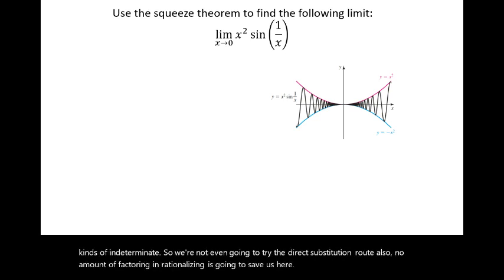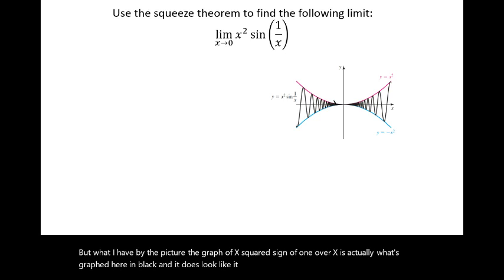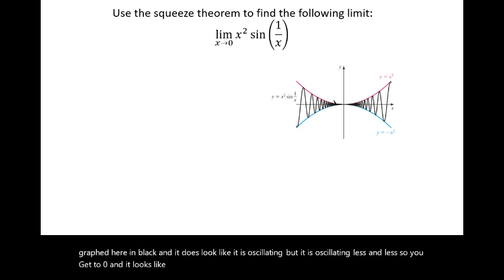But what I have by the picture, the graph of x squared sine of 1 over x is actually what's graphed here in black. And it does look like it is oscillating, but it is oscillating less and less till you get to 0. And it looks like the limit might come out to 0, but we're not sure because we can't see just how much it oscillates.